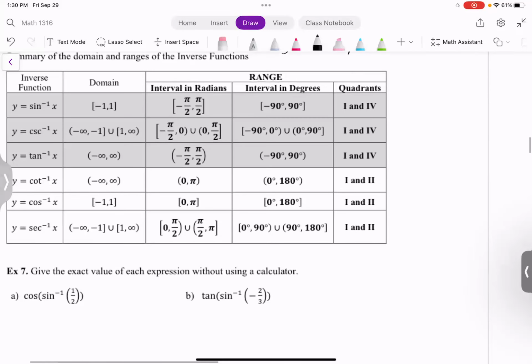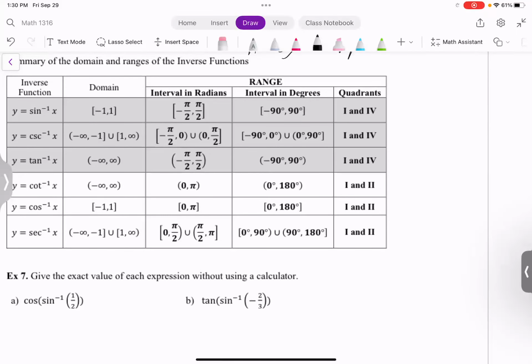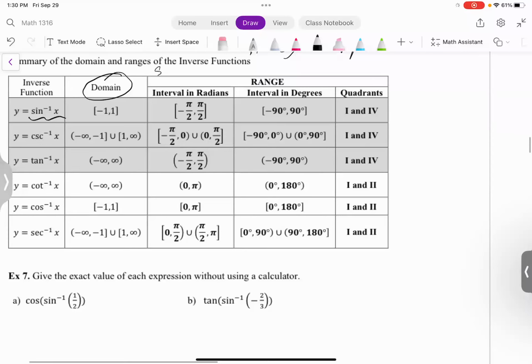Okay, let's see. Here is a summary. So the inverse of sine, cosecant, tangent, cotangent, cosine, and secant. What are the domains of these inverse functions? The domain is the range of the original function. So for example, for the regular sine function, sine x, the range is all the y values. I know the graph of the sine, so the maximum and minimum values, that's the range of the function. So it's between -1 and +1.